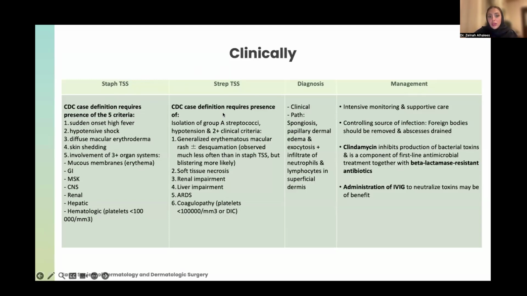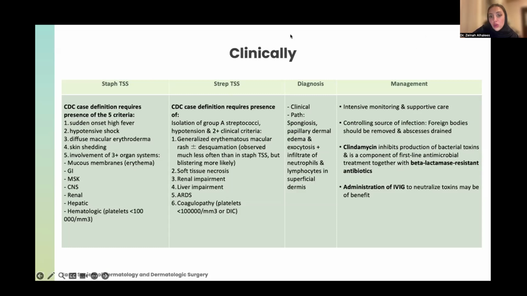In terms of strep, you actually have to have the isolation of your group A streptococci with hypotension plus 2 clinical criteria. So either a generalized erythematous macular rash and desquamation. Usually, it's much less often than in staph, by the way, the erythroderma that you see. And then you can have soft tissue necrosis, renal impairment, liver or ARDS, and coagulopathies as well. So diagnosis, as you guys can see, is mainly clinical, but the pathology is supportive. So they can have spongiosis in the papillodermal edema, plus exocytosis and infiltration of neutrophils and lymphocytes. Usually, obviously, they require intensive monitoring and admission and supportive care.